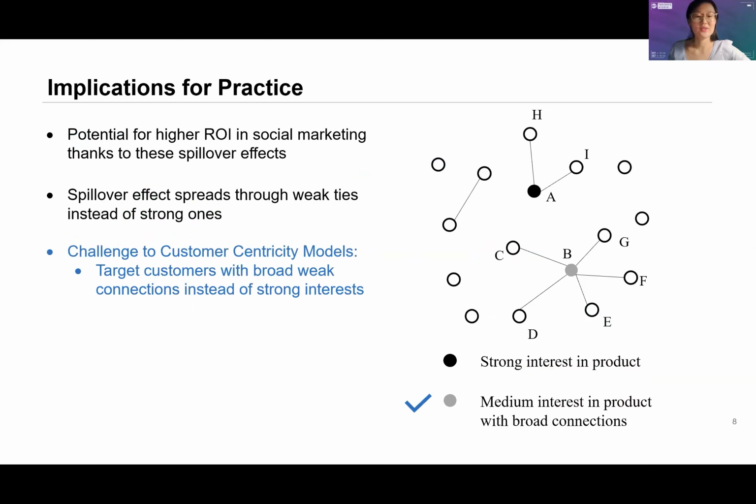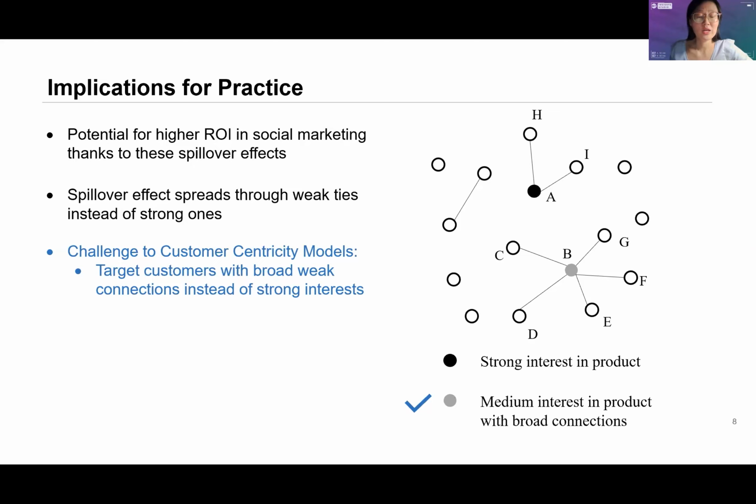The results have several implications for practice. Firstly, in social advertising, campaigns may create a higher return on investment than what is expected, because they may have a spillover effect. Secondly, one of the central questions in digital advertising is targeting ads at specific customers.